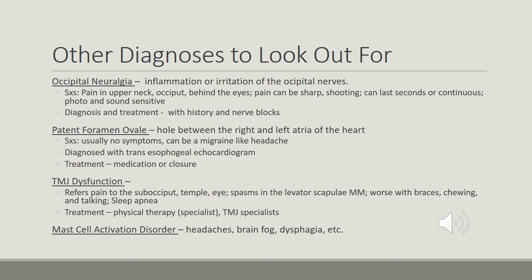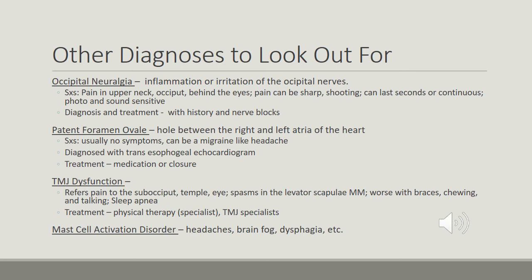TMJ dysfunction, so that's that temporomandibular joint. This refers pain to the suboccipital, which is again under the back of the skull. The temple, at the eye itself. You can have spasms in the levator scapula muscle, which is the muscle that kind of drops from the back of the head all the way down towards the shoulder blade. It can be made worse if you're wearing braces, if you're chewing a lot, talking a lot, and it can cause sleep apnea as well.